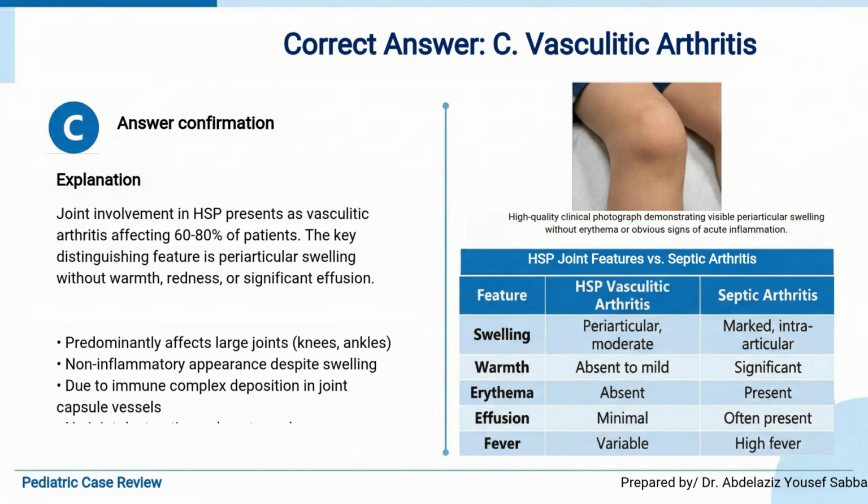For additional features, the joint involvement in this condition predominantly affects large joints, particularly the knees and ankles. The swelling is due to immune complex deposition in the vessels of the joint capsule. Importantly, there is no joint destruction, and there are no long-term joint complications or residual damage.